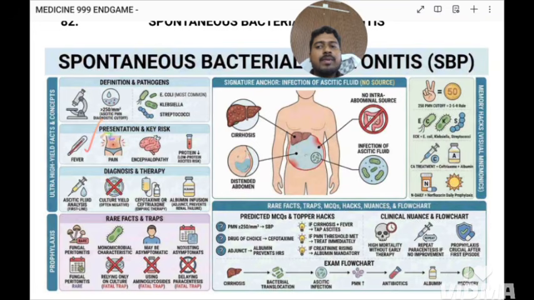So what is the presentation? The patients will have fever, along with that pain abdomen will be there. There can be encephalopathy secondary to cirrhosis, and this SBP infection itself can precipitate hepatic encephalopathy, and there will be decreased protein because of decreased liver synthesizing capacity.